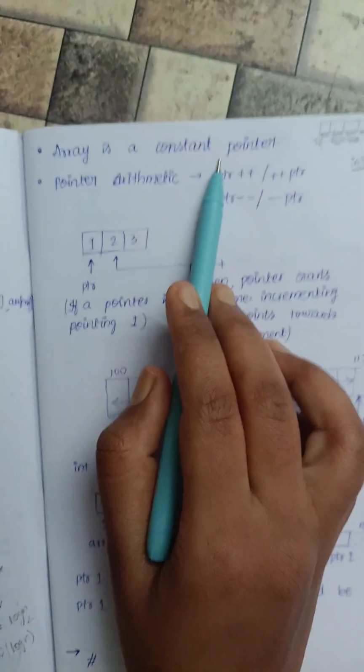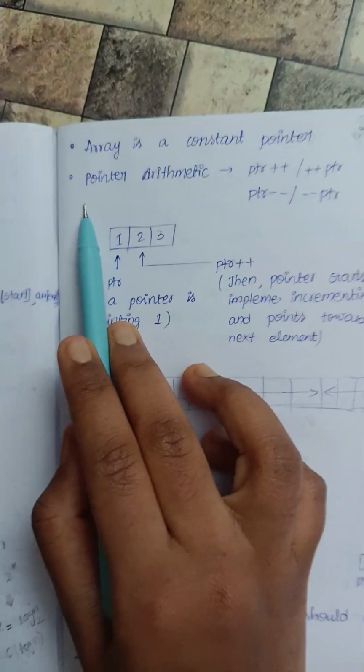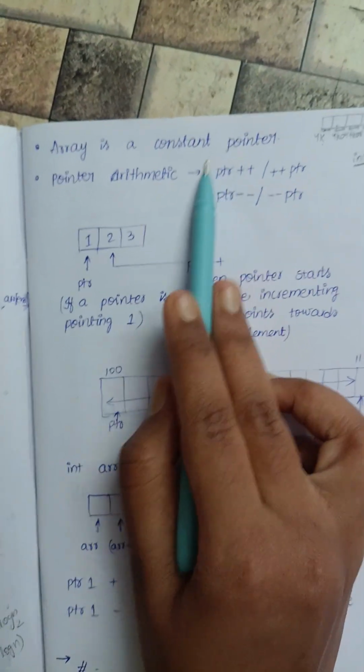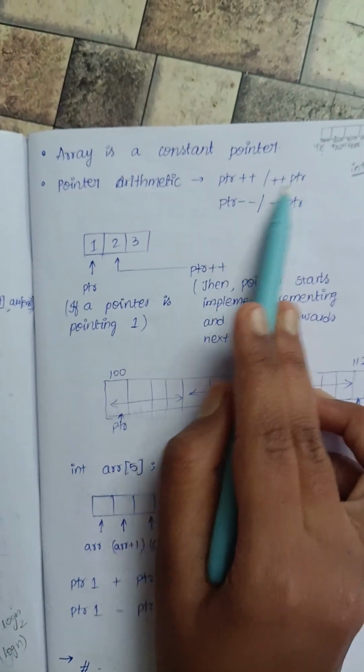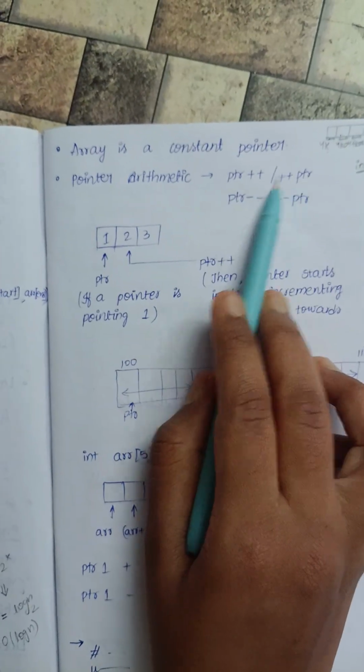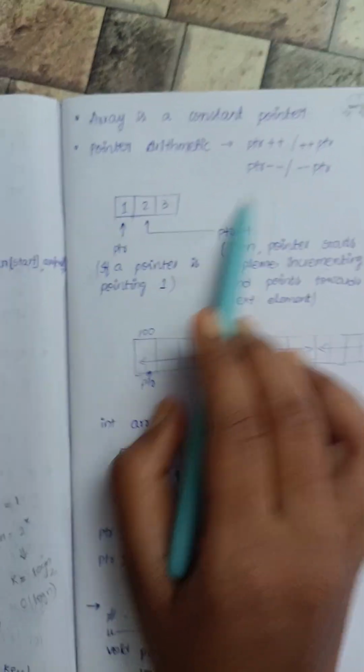And we can say the array is a constant pointer. With a pointer we know we can do increment and decrement operations, right? Post increment and pre increment, post decrement and pre decrement. The same thing can be done with arrays also, because an array acts like a pointer.